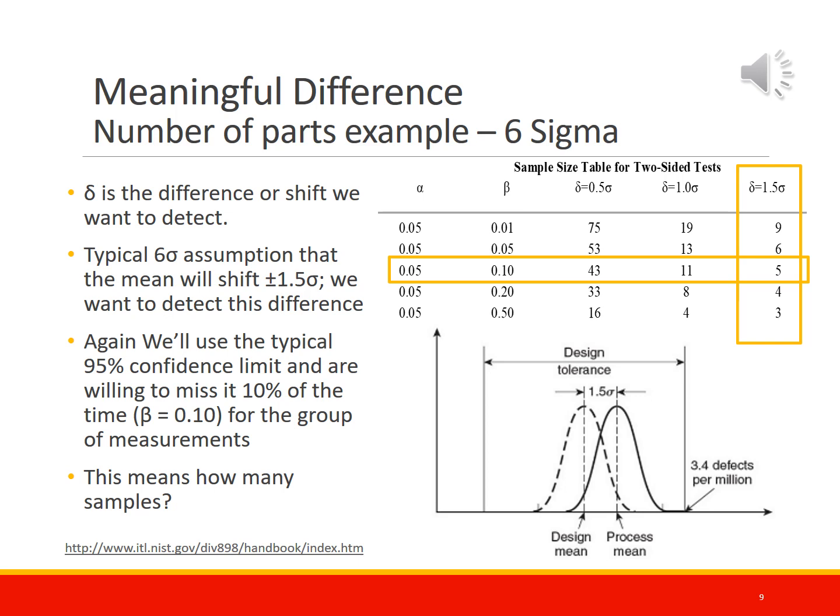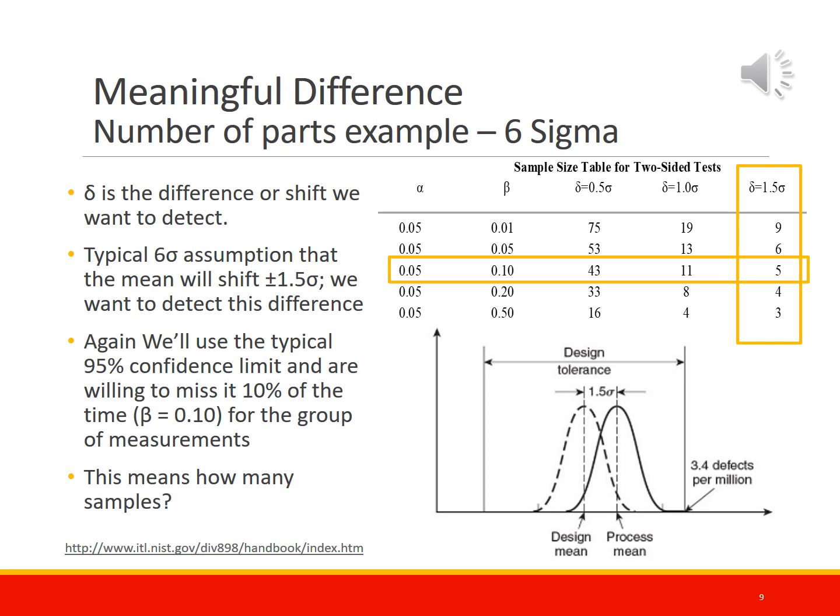That's the one we're going to use, and you can see I've got it highlighted there. Now, we'll use our typical 95% confidence limit and our 10% miss limit, beta equals 0.1, for the group of measures. We're at alpha 95%, beta 0.1, and the del column 1.5, and shazam, we need to measure 5 samples minimum. If you measure 5 samples, that should be enough to tell you whether the distribution has shifted plus or minus 1.5 sigma.